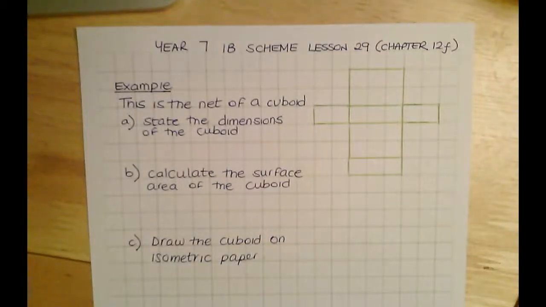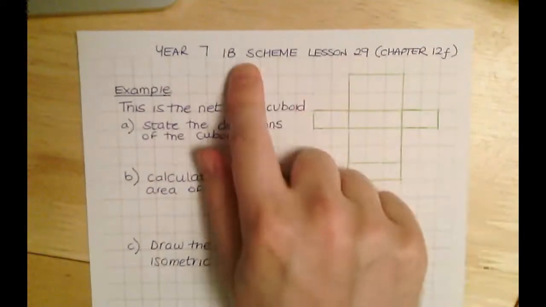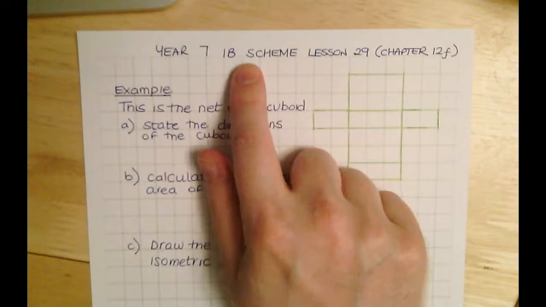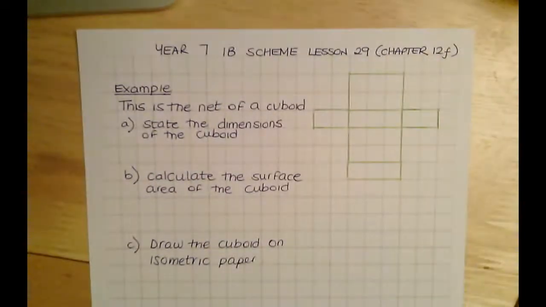Hello again, Year 7. So this is lesson 29 on the 1B Year 7 scheme. And we're going to be looking at chapter 12F, which is all to do with the surface area of a shape. And specifically what we're going to look at is a cube and cuboid.